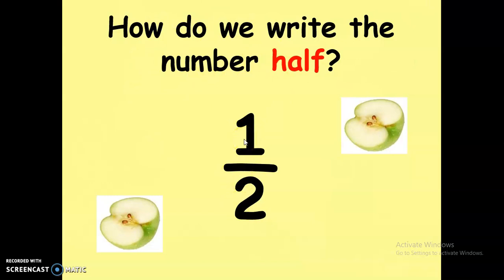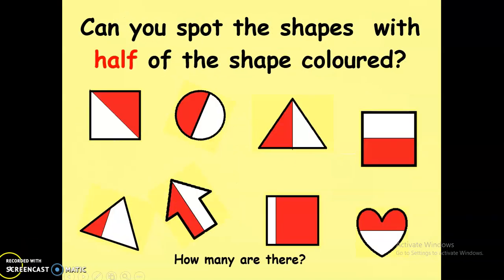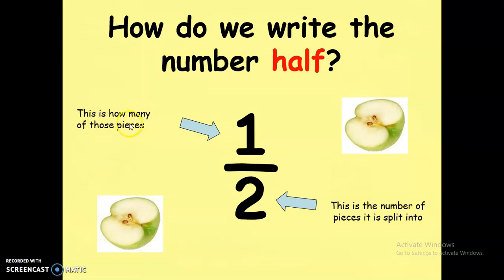So 1 stands for the numerator and then 2 stands for the denominator. So this is the number of pieces it is split into. You can see this is 2, which means that apple was split into 2 equal parts. And then when we look at 1, this is how many of those pieces. Okay, so now let's continue.